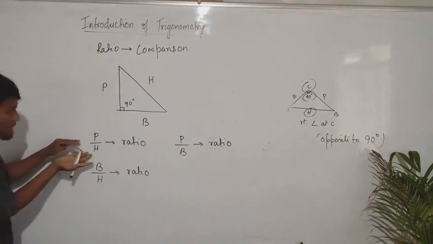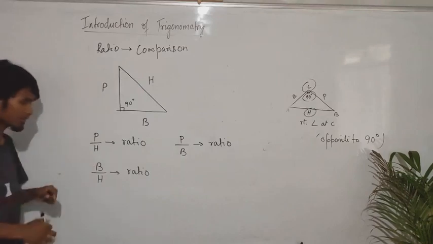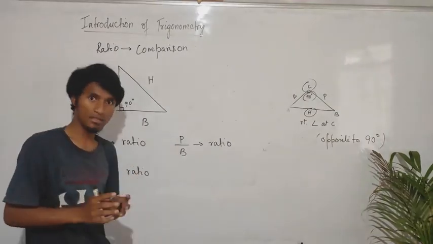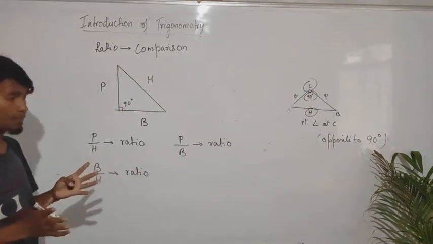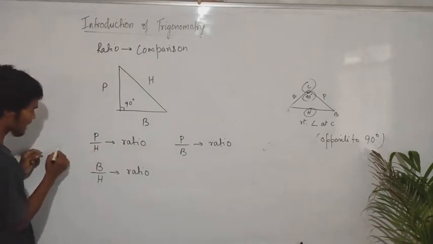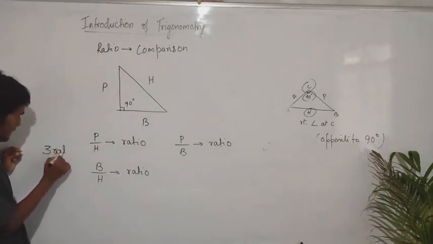Now if I interchange H by P, that also again is a ratio. H by B, that also again is a ratio. B by P is also again a ratio. Then how many ratios will it be in total? There will be 6. This will be 3. Okay, here how many? 3 ratios.